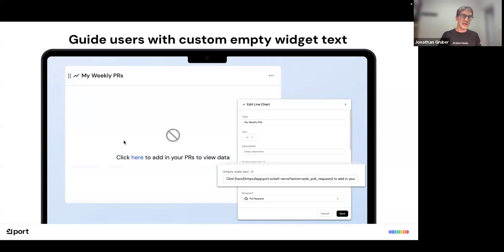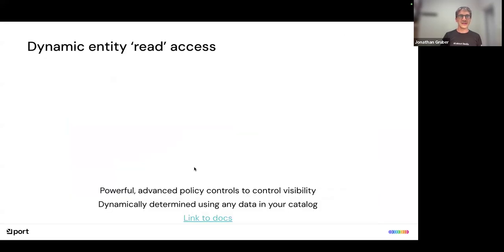So you can choose for every widget what you want to see when there is no data. Maybe the user doesn't have permissions to see things, or maybe there's just nothing to see. So you can just customize the message. It's super easy. It's a new field in the widgets. Perfect.